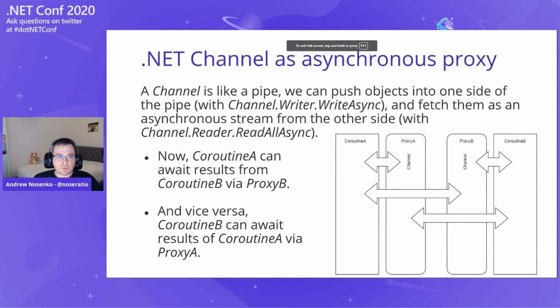Before we look at the code, I want to touch a bit on that Channel class that I mentioned previously. So a channel is like a pipe. We can push objects into one side of the pipe with the channel writer, and then we fetch them as an asynchronous stream from the other side of the pipe with the channel reader. And so it looks like that. We have coroutine A, we have a proxy for A, and we have coroutine B, and we have a proxy for B. The progress of A goes into proxy A, the progress of B goes into proxy B, and every time A wants to synchronize upon B, it speaks to the proxy of B. And the same when B wants to synchronize upon A, it speaks to the proxy of A, not directly. Because if we did it directly, we could end up with some sort of naughty asynchronous deadlock, which is fun to experiment with if you have time.